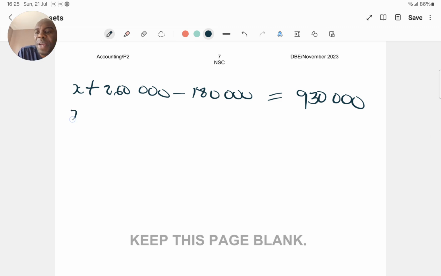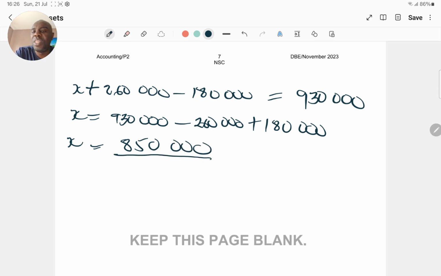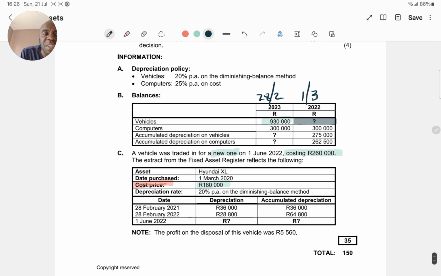Then I solve for my x. What is my x? It's 930,000. This becomes a negative when it goes to the other side, minus 260,000. This becomes a positive when it goes to the other side, plus 180,000. Then I solve for my x and I get 850,000. So this is the cost of the vehicles at the beginning of the year. So the 850,000 is for the beginning of the year.